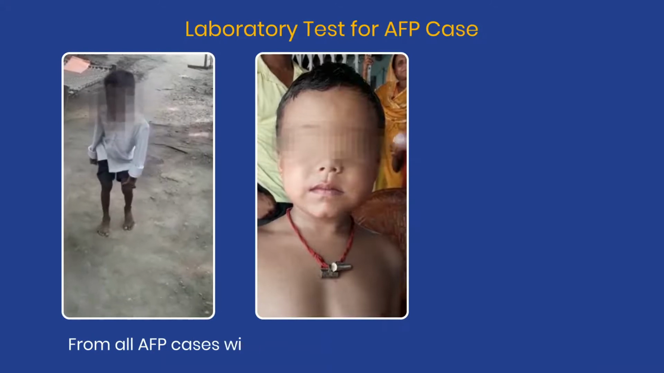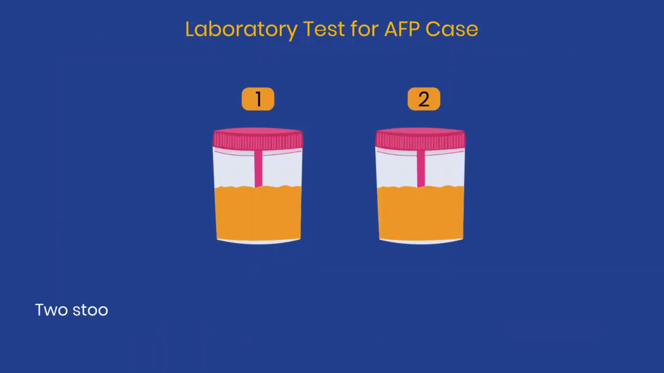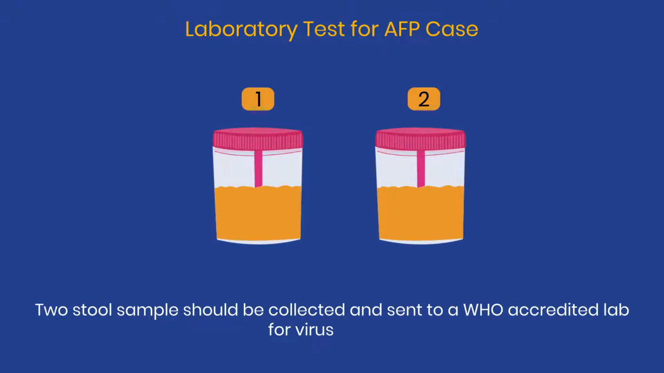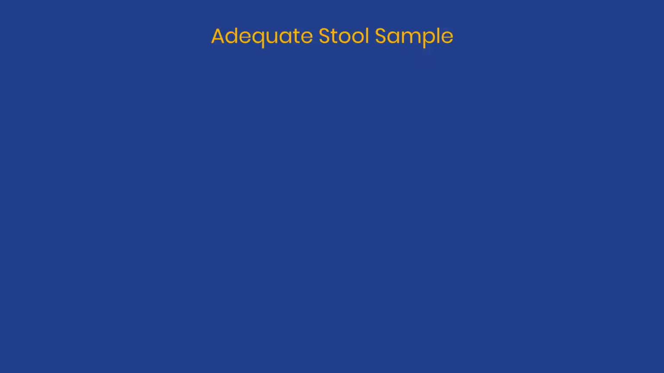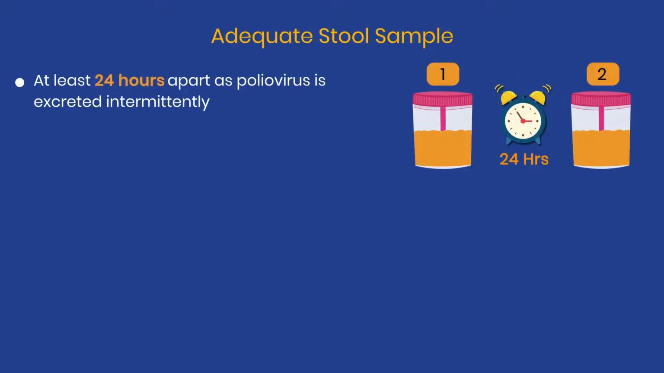From all AFP cases with onset of paralysis within the last 60 days, 2 stool samples should be collected and sent to a WHO-accredited lab for virus culture. Definition of adequate stool sample. There should be a gap of at least 24 hours between the 2 samples in view of intermittent shedding of the virus in the stool.